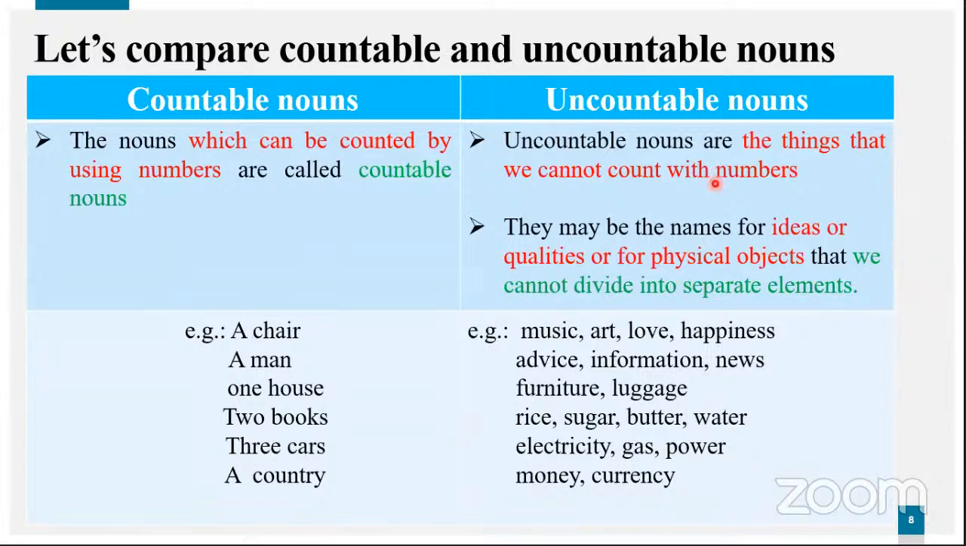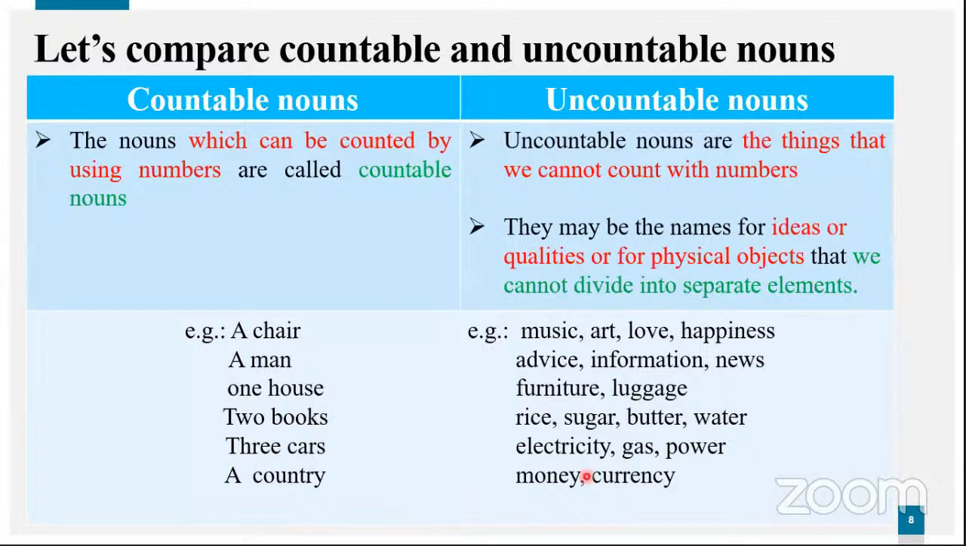I said it earlier. We cannot count these nouns with numbers, right? So there's another point. They may be the names for ideas or qualities or physical objects that we cannot divide into separate elements, right? If there are 5 chairs, we can separate them: 1 chair, 2 chairs, 3 chairs. We can separate them, right? If we take 5 people, we can separate the 5 people. If there are 10 books, we can separate the books, right?